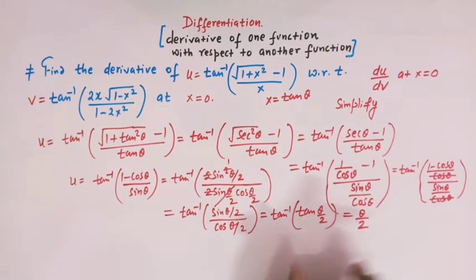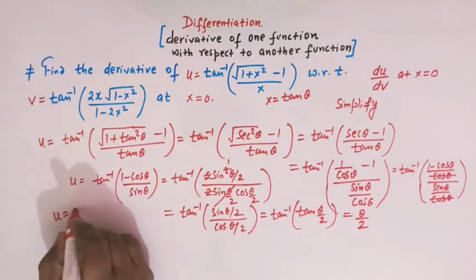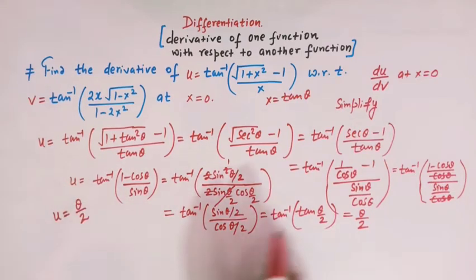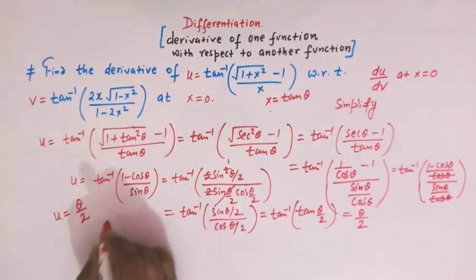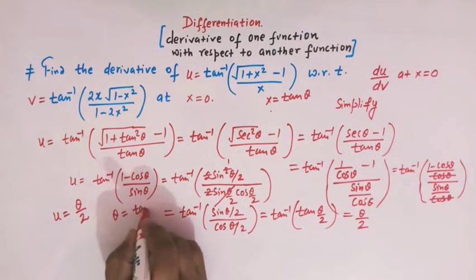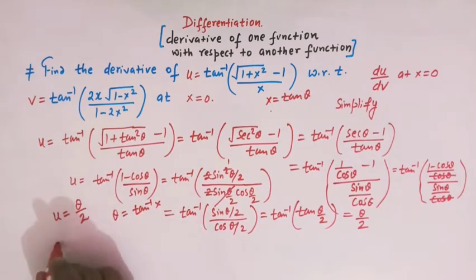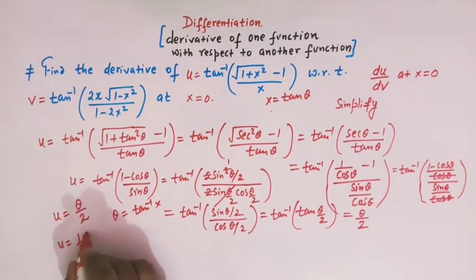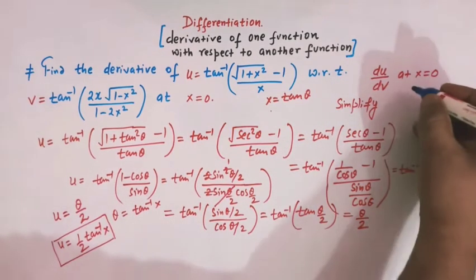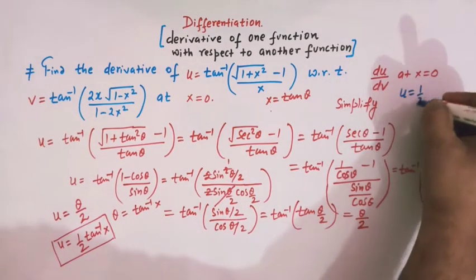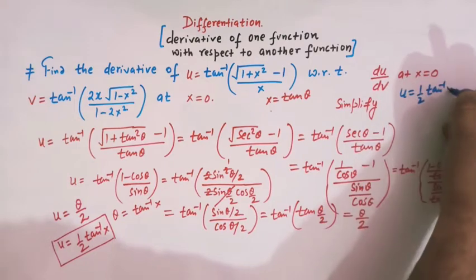So we have obtained u is equal to theta over 2, where x is tan theta. So theta is equal to tan inverse of x. Now u is half tan inverse x. The simplified form of u is 1 over 2 tan inverse x, so we can write u as half tan inverse of x.